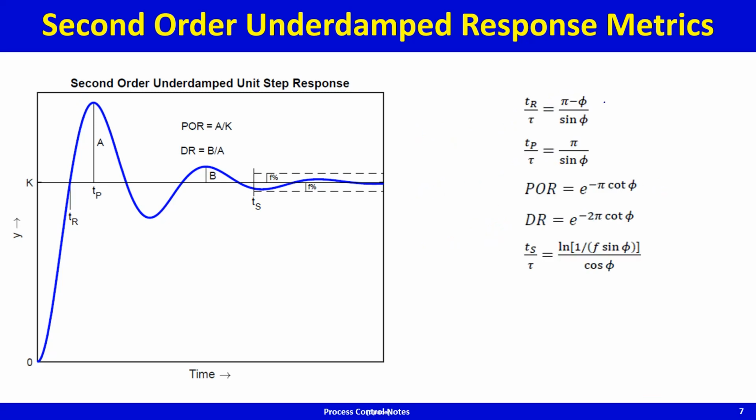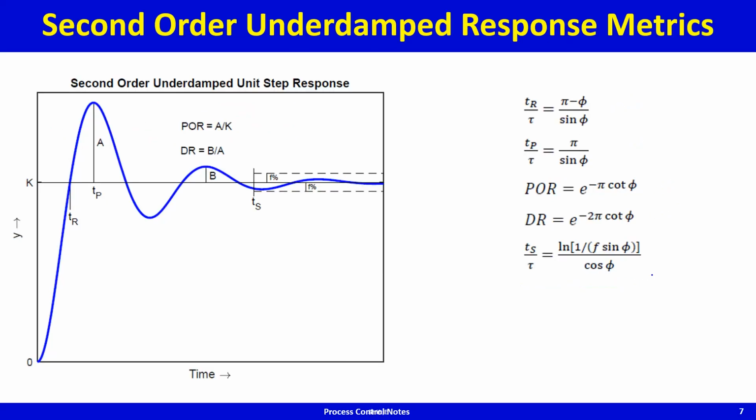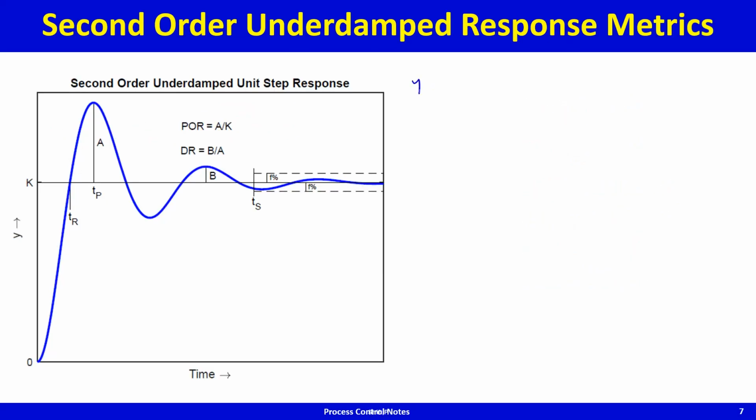So you can see we've derived this, we've also derived this, we've derived this. The last one that is left is settling time. Settling time is actually pretty straightforward. We have y of t is equal to k times 1 minus e to the power minus chi by tau t divided by square root 1 minus chi square into sine of square root 1 minus chi square by tau times t plus phi.